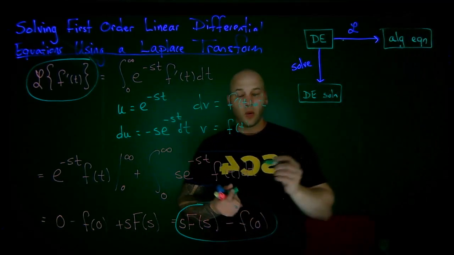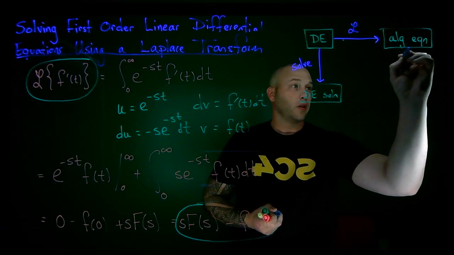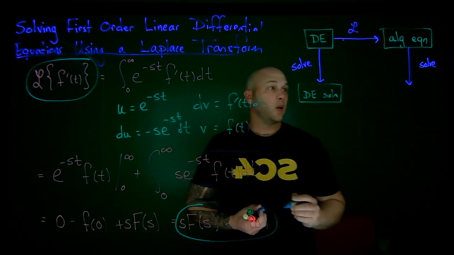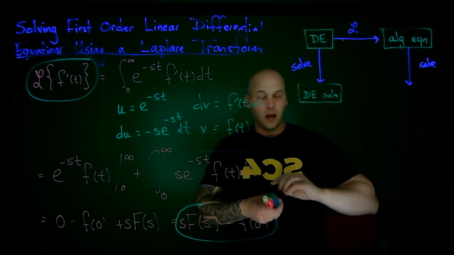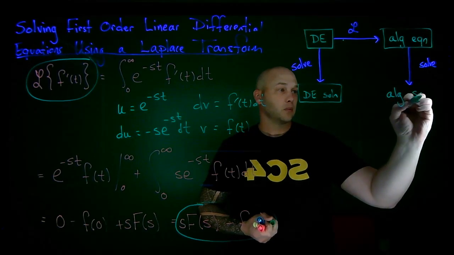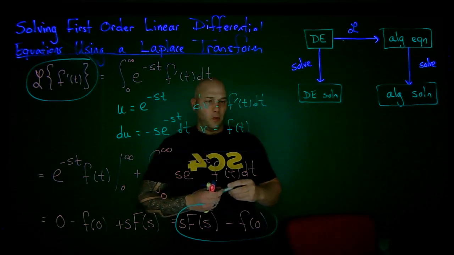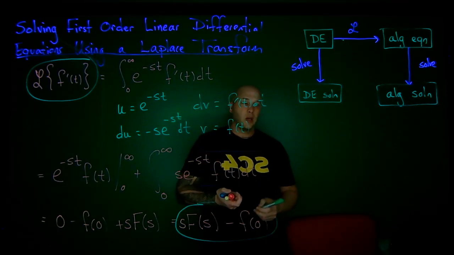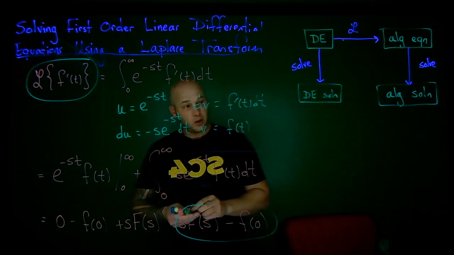Certainly algebraic equations are simpler to solve. So I'm going to solve this, and we end up with a solution to the algebraic equation. I'll call this the algebraic solution. But remember that the goal is to get the solution to the differential equation. So how do I go from the algebraic solution to the differential equation solution?